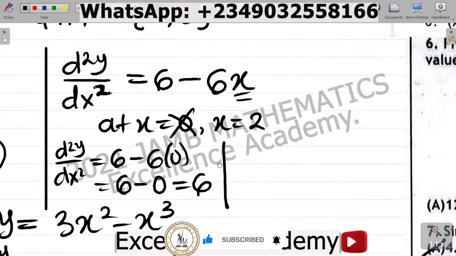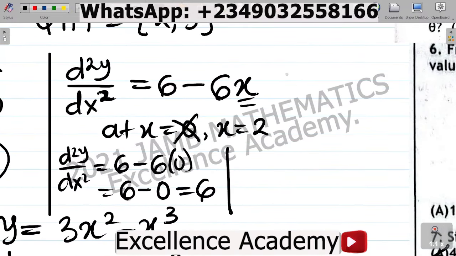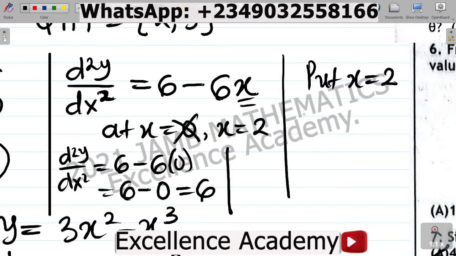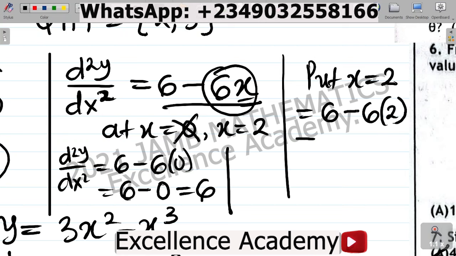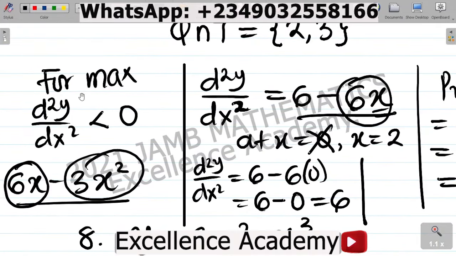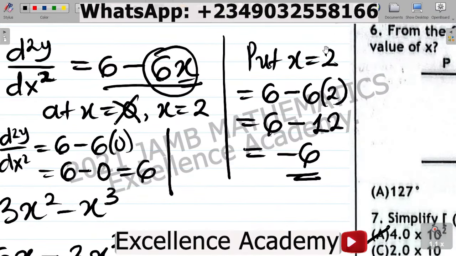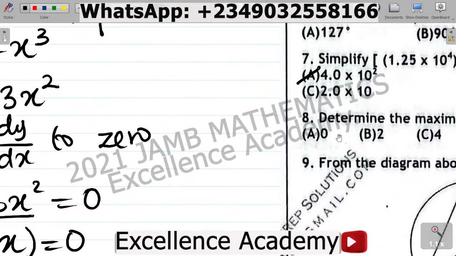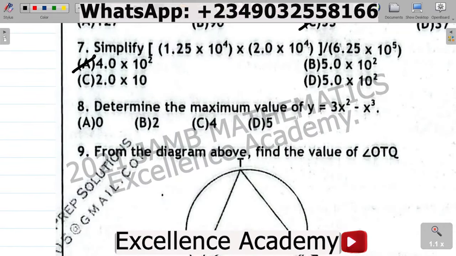Let's confirm that 2 is the maximum. How we do that is very simple. Put x as equal to 2. We'll have that d squared y over dx squared is equal to 6 minus 6x. That becomes 6 minus 6 times 2, where the value of x now is 2. 6 times 2 is 12. 6 minus 12 is minus 6. Minus 6 is negative. That means it's less than 0. So hence, that's the maximum value. That means the maximum value is at x equal to 2. Let's see, do we have the option there? Oh, yes, we do. That's option B, 2. This is your correct answer.